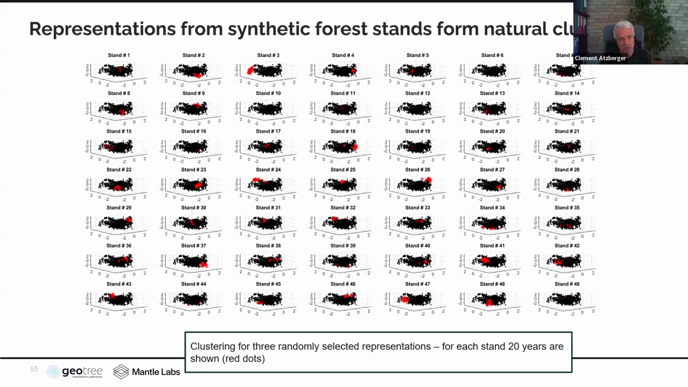What I did also, I looked for each of these 49 stands where they lie in terms of the overall distribution. So each black dot here is one of the 49 stands. And then, for example, if you look on the top left, what you see in red are then 20 dots of stand number 1. So again, the same information as before, they naturally clump, and this in all bands, so in all representations.